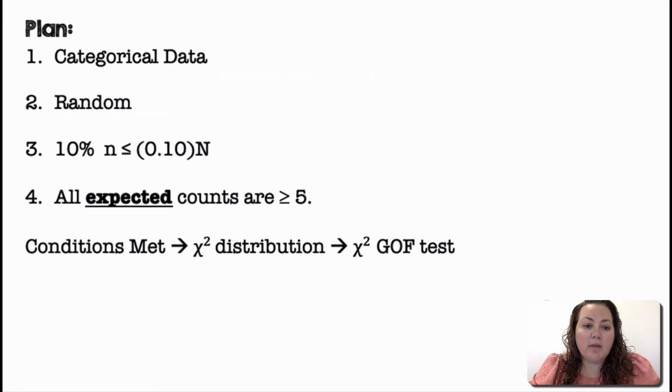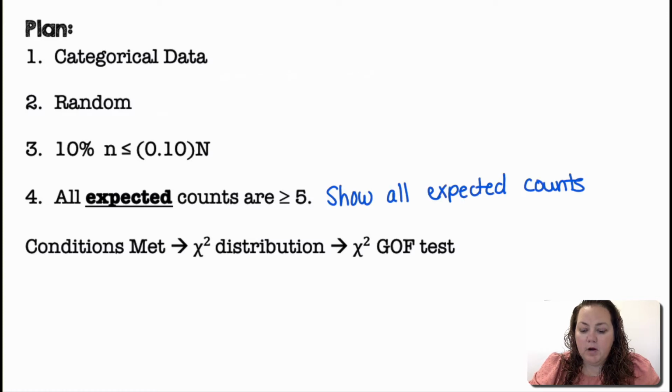Plan, we have to be working with categorical data. You don't actually have to check that condition, but you want to make sure that you have categorical data there. Random, 10%, and then our large counts condition is going to be that all expected counts are greater than or equal to 5. If that's true, the conditions are met, we're going to be using a chi-squared distribution and doing a chi-squared goodness of fit test. Make sure that you show all of your expected counts somewhere on your problem.